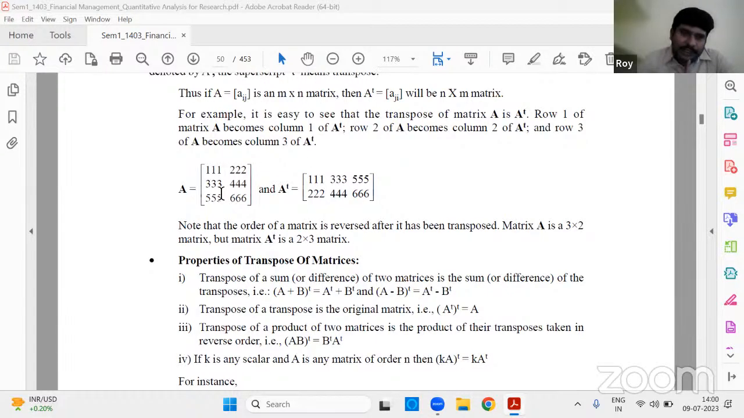Don't remember it in that way. Just leave it. First, take this column. Say in A, how do you read out the numbers in the column? 111, 333, 555. Very good. And if you write these column numbers as a row, make it as a row.